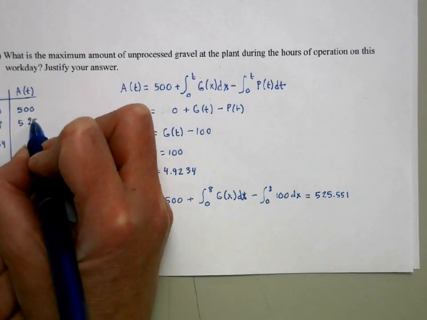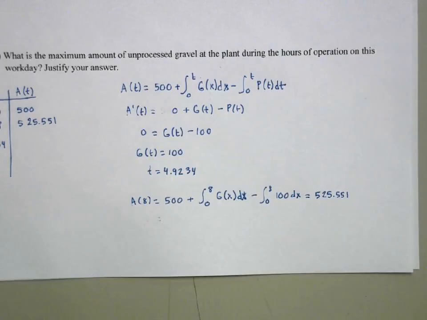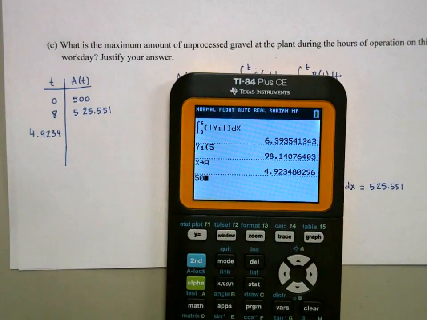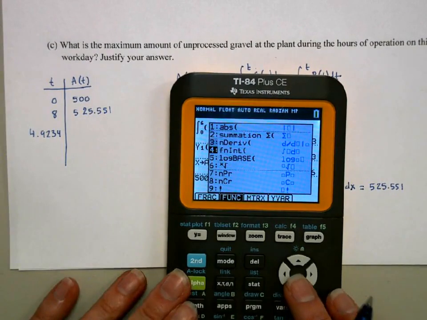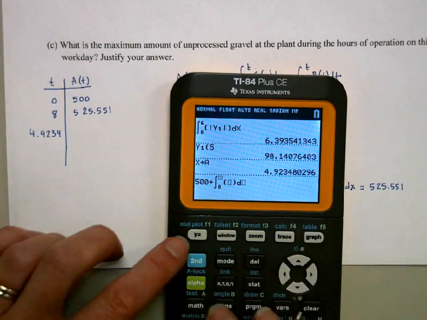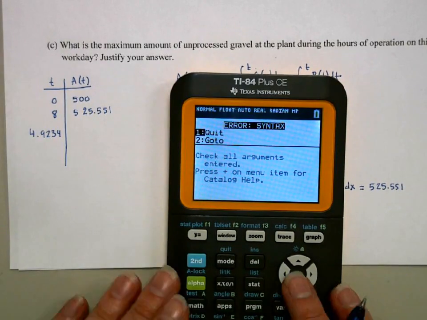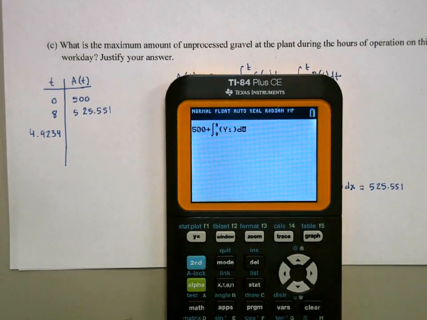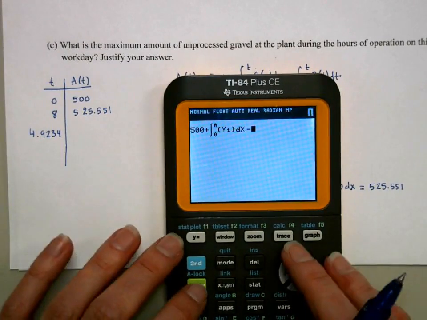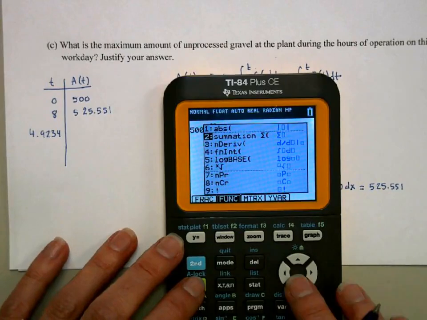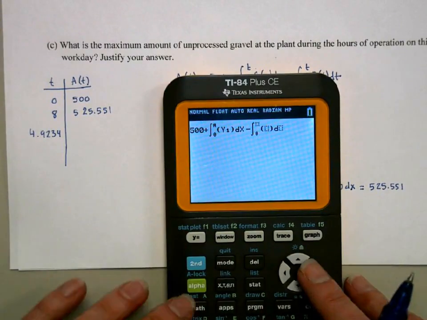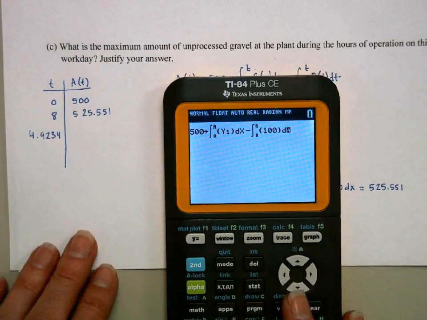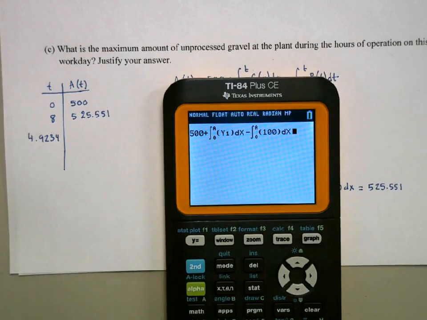Okay, so we're trying to find the max. So right now, t equals 8 is our winner. But for our third one, I want to do 500 plus the integral from 0 to a, because I want that there, of y1 minus the integral from 0 to a of 100. And it is 635.